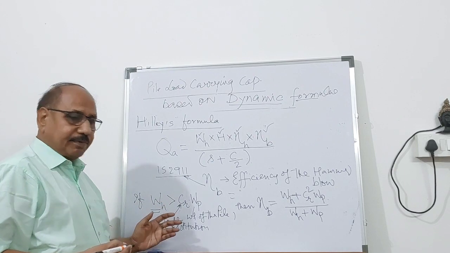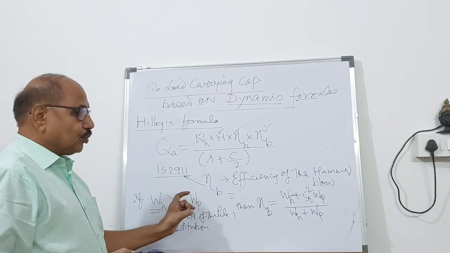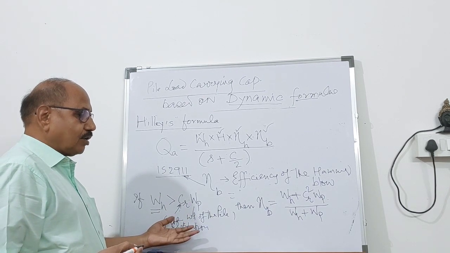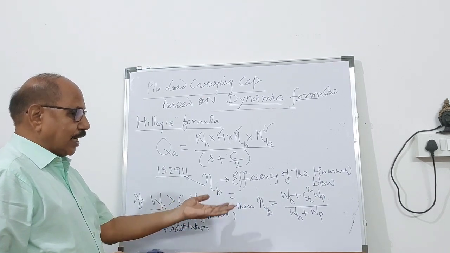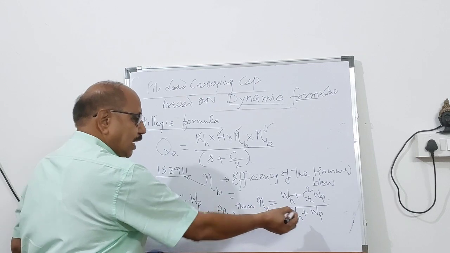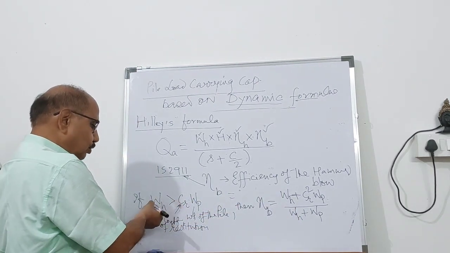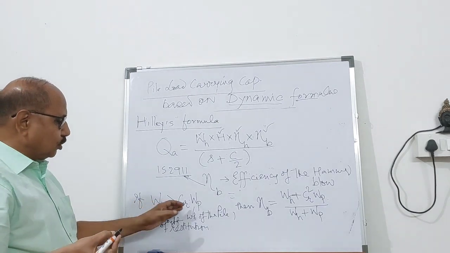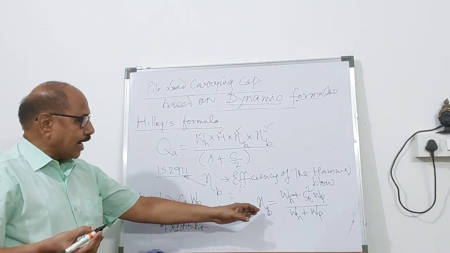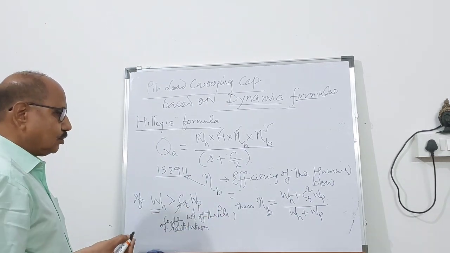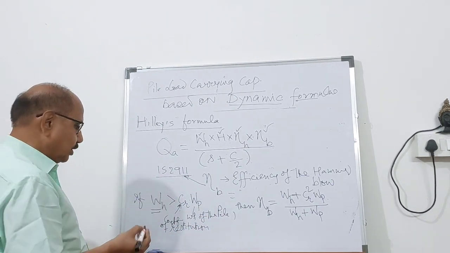Weight of the pile can be calculated very easily if you know the diameter of the pile, and if you know the density of the pile material, you can easily calculate the weight of the pile. And coefficient of restitution being known to you, and if you find the weight of the hammer is more than this, then you calculate this eta B from this formula. So this formula can be easily used.